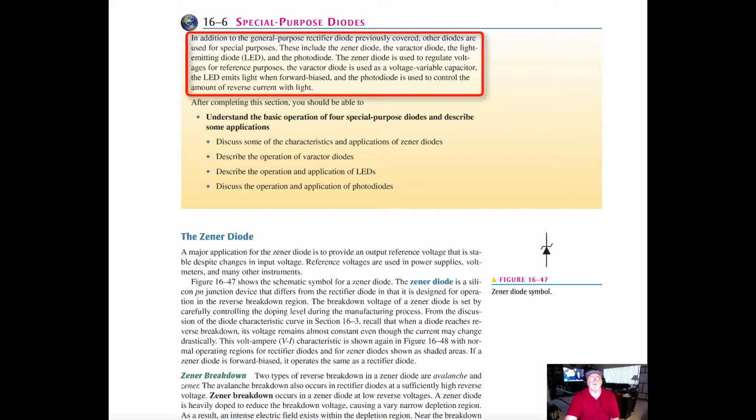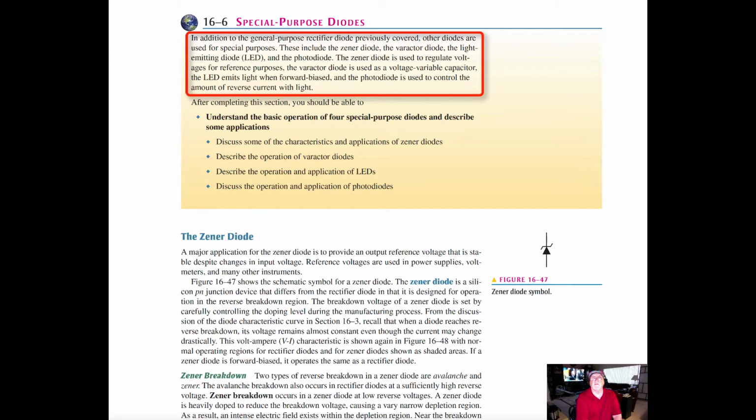Now we'll take a look at some special purpose diodes. In addition to the general purpose rectifier diode previously covered, other diodes are used for special purposes. These diodes include the Zener diode, the varactor diode, the LED or light emitting diode, and the photodiode.